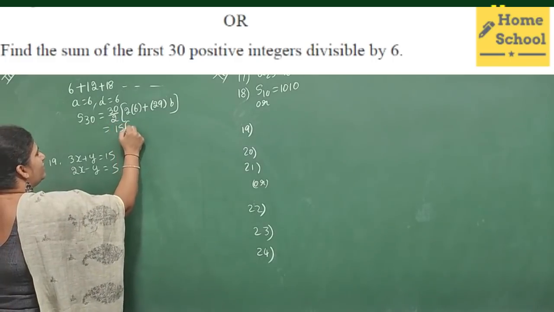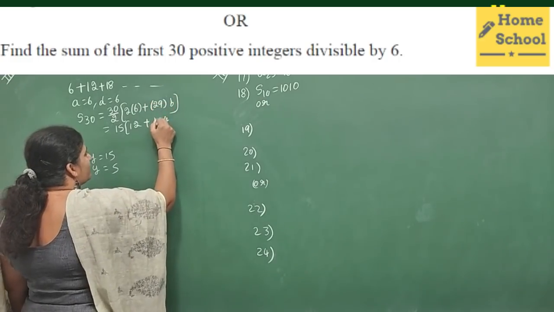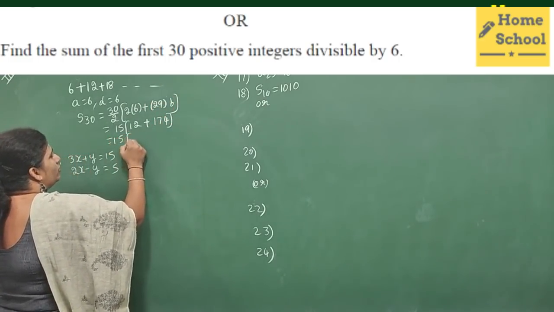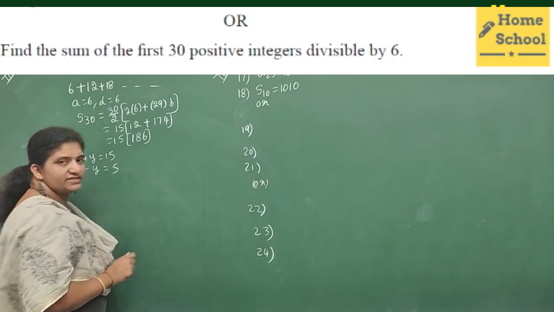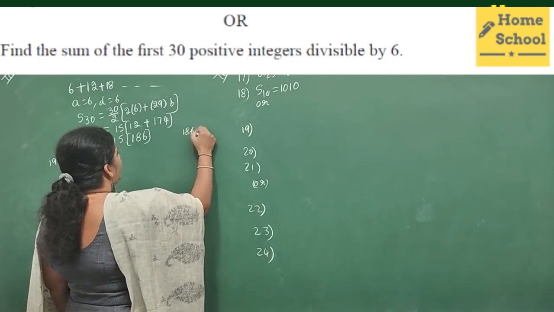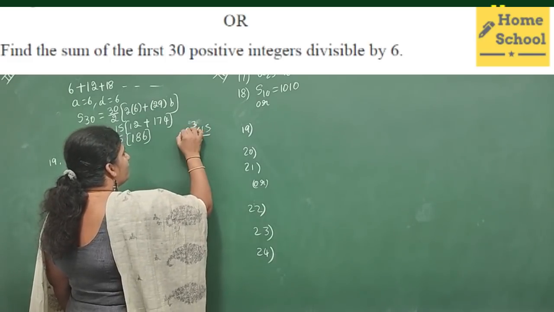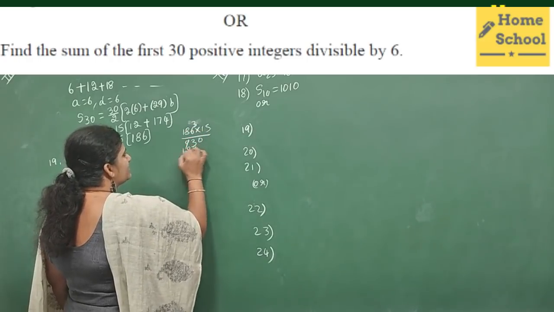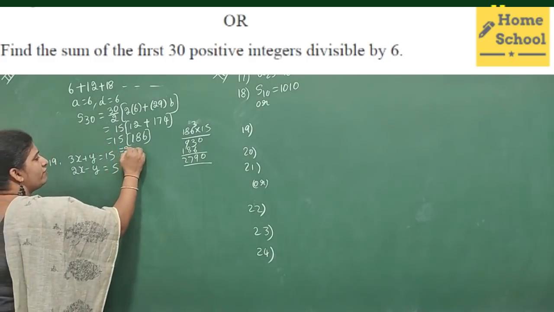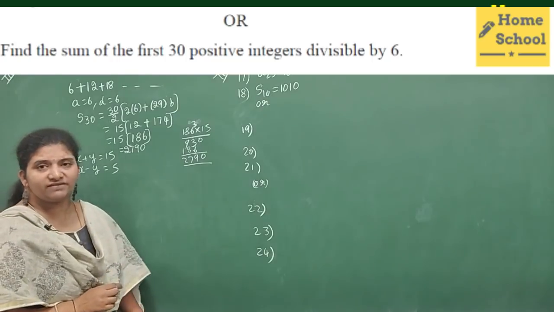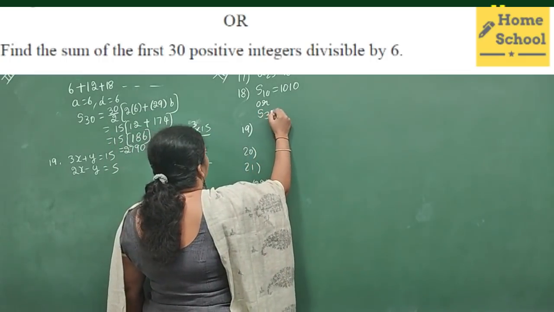30 by 2 will be 15. 6 2s are 12. 9 6s are 54. 6 2s are 12. 12 plus 5 will be 17. 15 into, add these two, 4 plus 2 will be 6, 7 plus 1, 8, 1. 186 into 15. Let me multiply here: 186 into 15. 5 6s are 30, 5 8s are 40, 43, 5 1s are 5, 9, 30, 186, and your answer will be 2790. The sum of 30 positive integers which are divisible by 6 is 2790. So S30 is equal to 2790.